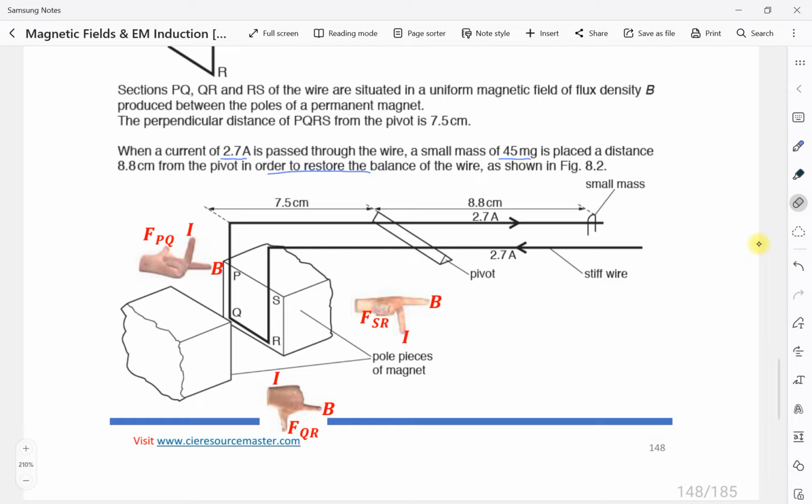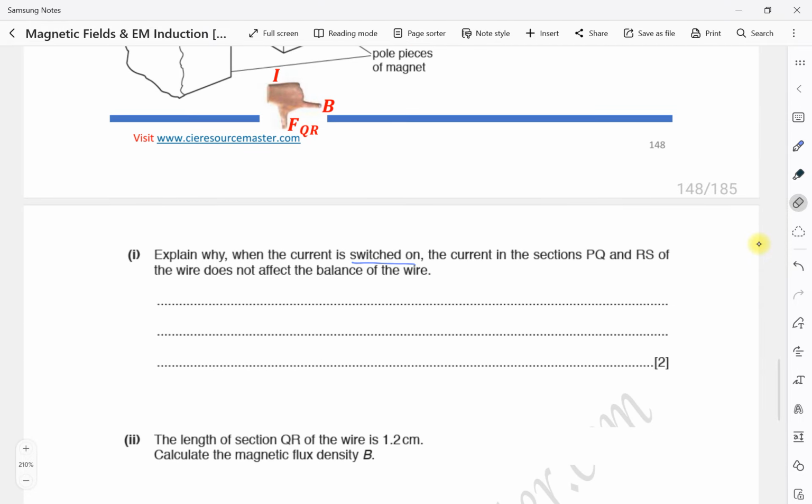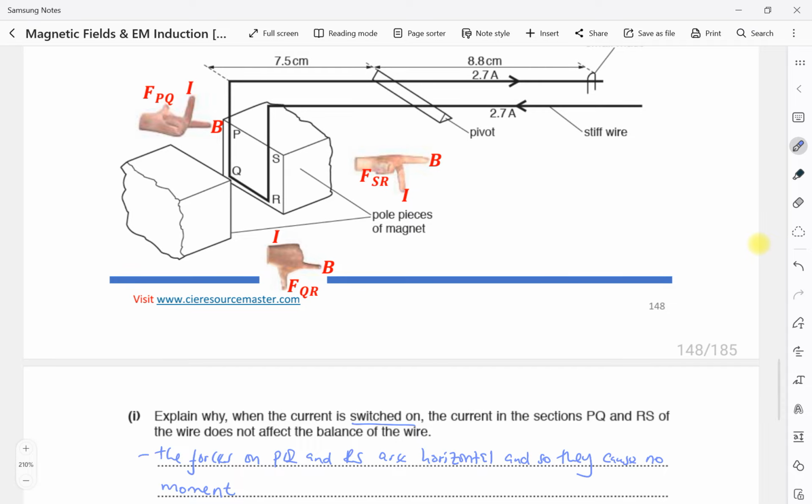Therefore, they have no effect on the balance of the wire. So we shall simply say that the forces on PQ and RS are horizontal, and so they cause no moment. First of all, they are horizontal. One is in this direction, one is in the other direction, in the horizontal plane, so they cause no moment.